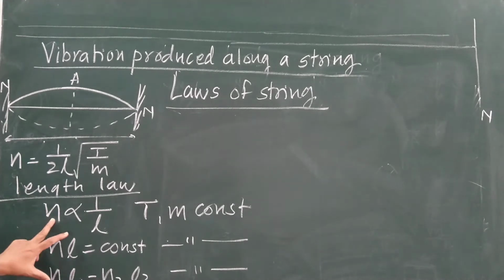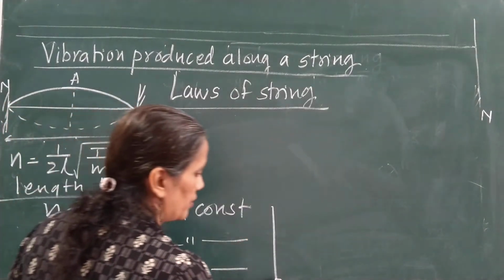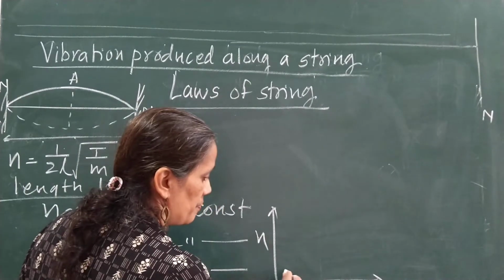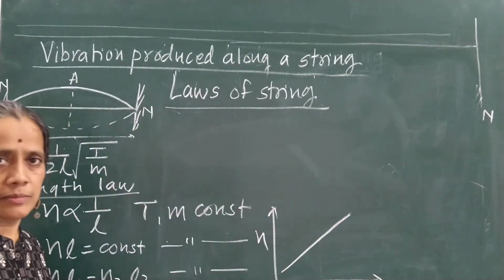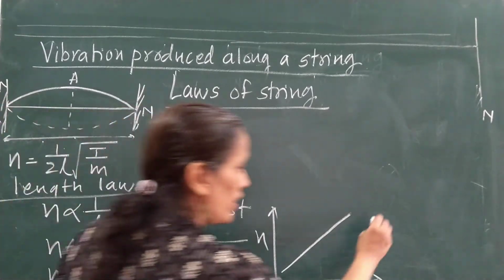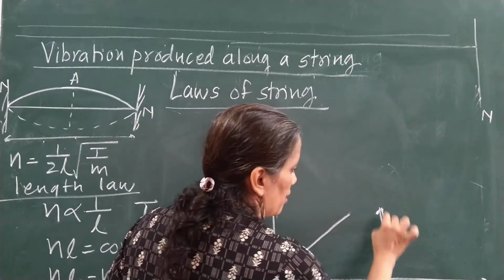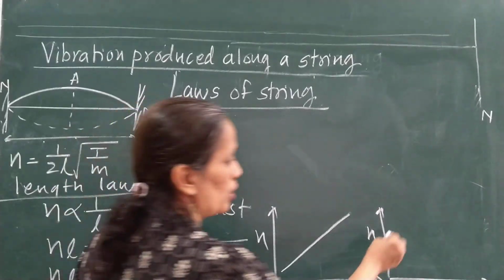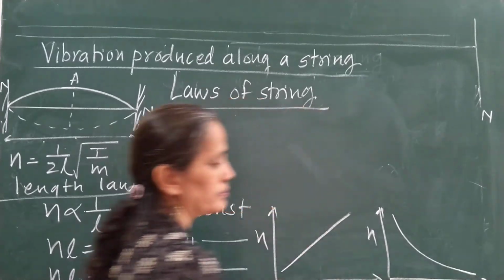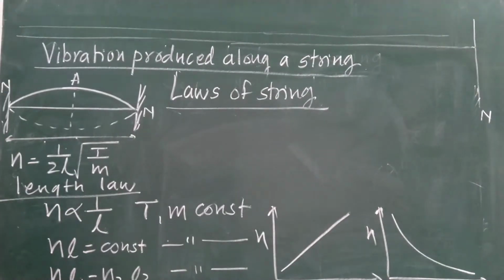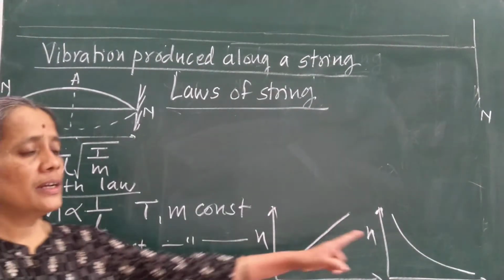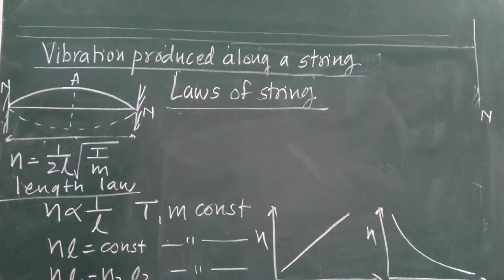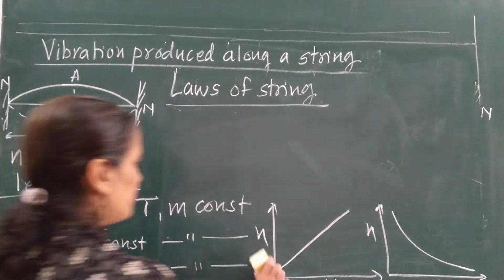In the case of the length law, if I plot a graph of frequency versus 1 upon L, then the nature of the graph is a straight line. And if I plot frequency versus L, then the nature of the graph will be in this manner. Clear? So this is the graphical presentation of frequency and vibrating length. And here I am getting this as the first law.